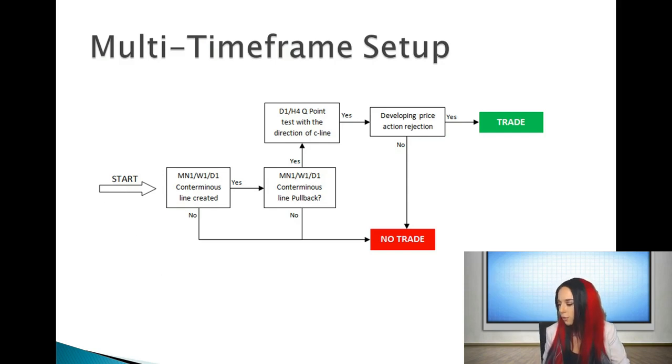So starting on the left, you will need to have a conterminous line on a large time frame. Any of these three are acceptable. You can even use the daily chart as your medium time frame, of course. Now, this conterminous line is usually in the form of an engulfing, but it can also be an older supply and demand that was created some time ago.